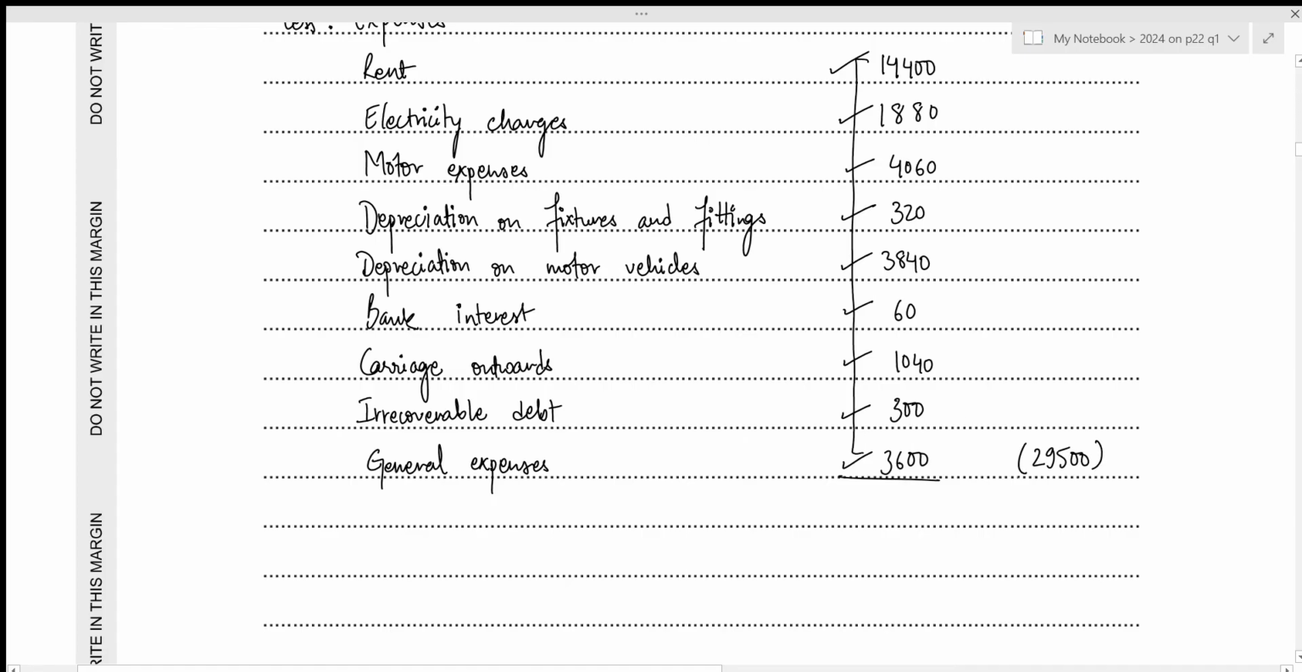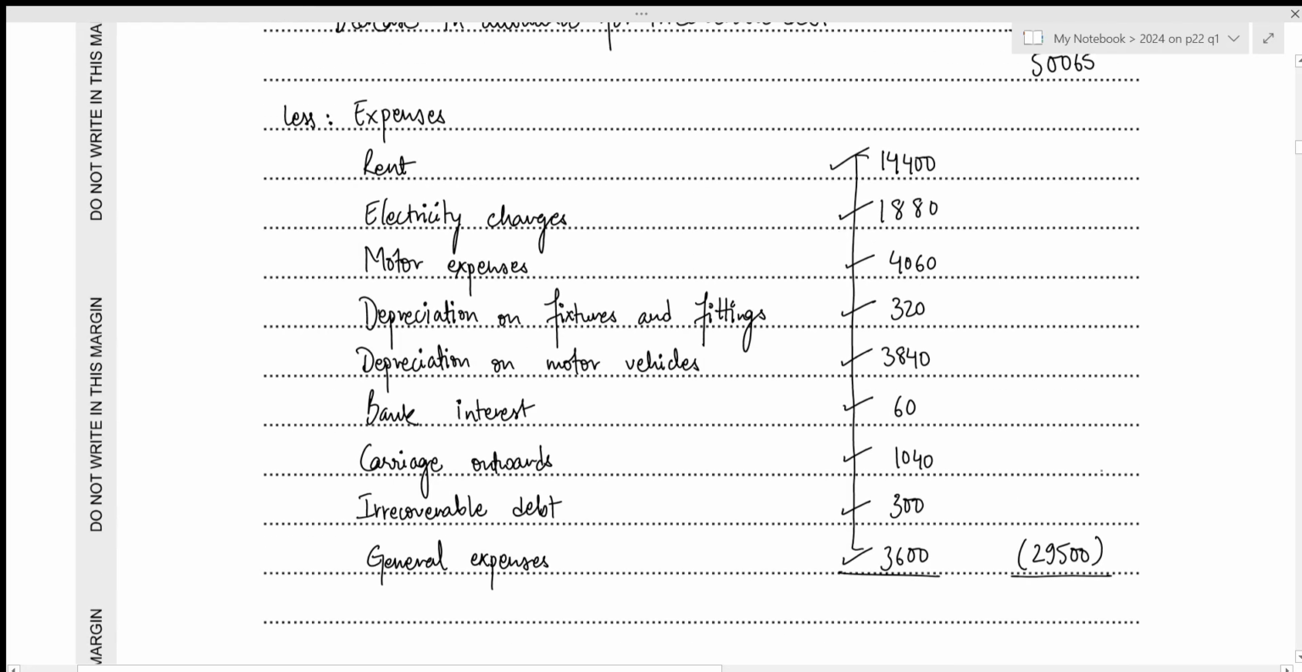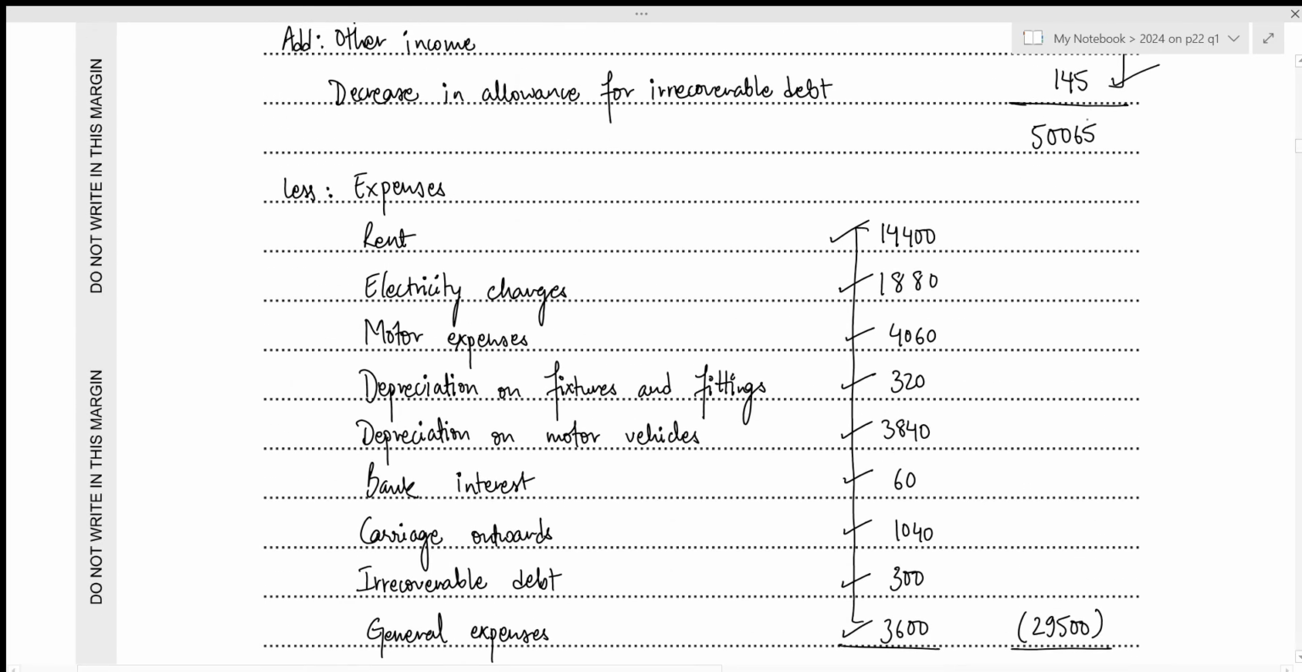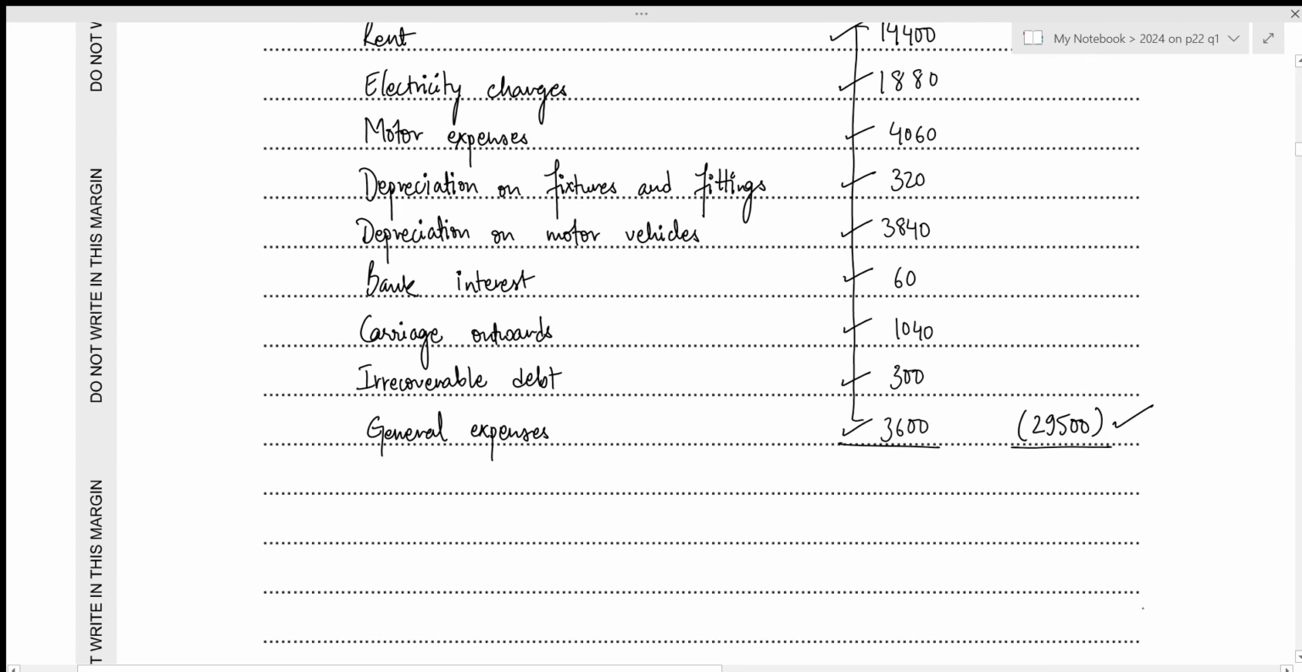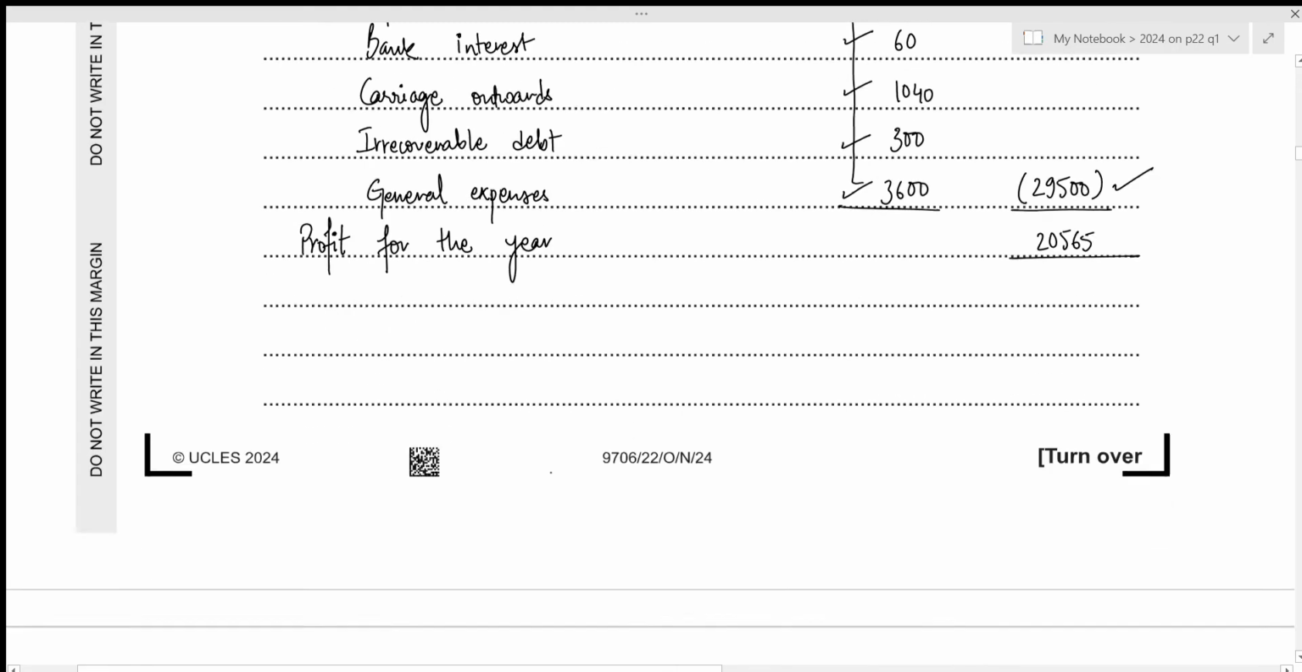Now we need to subtract this expense from our total of gross profit and other income. So 50,065 minus 29,500, which results in the value of 20,565. This will act as our profit for the year. This is all for the first part of this question. Let's move towards the second one.